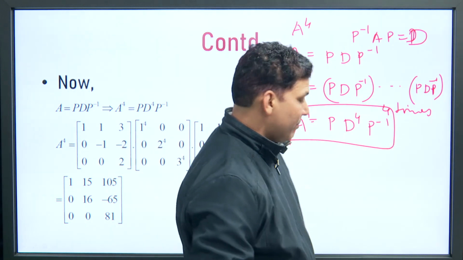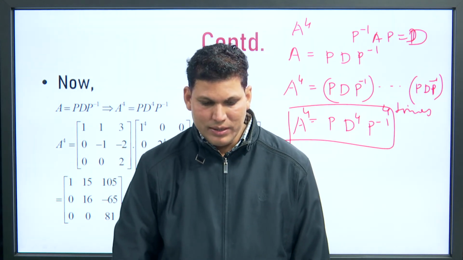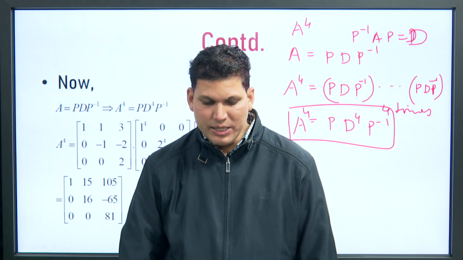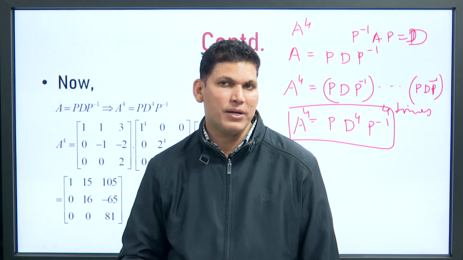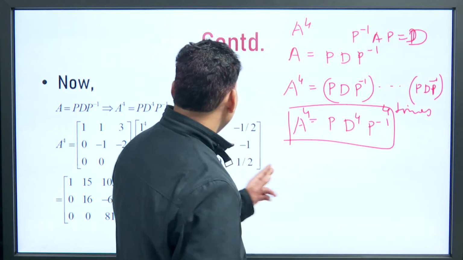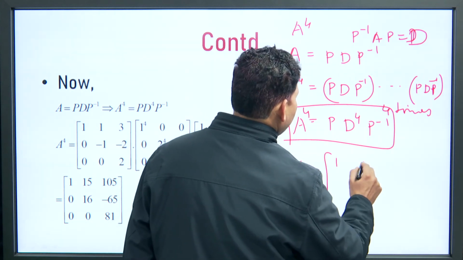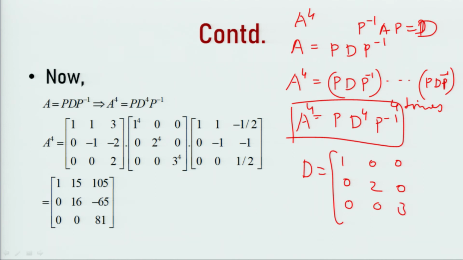Because if we convert a matrix into diagonal form, then calculating D to the power 4 is very easy. You can apply the operation on the principal diagonal. So, for A to the power 4, our D matrix is 1 0 0, 0 2 0 and 0 0 3. And we want to find D to the power 4.